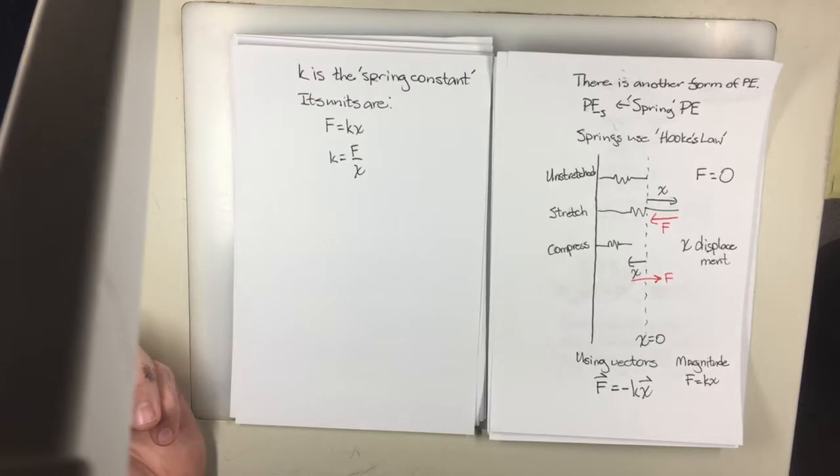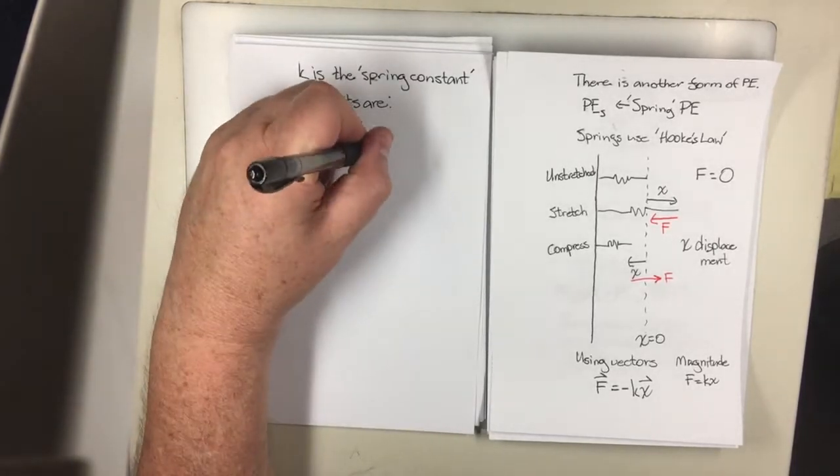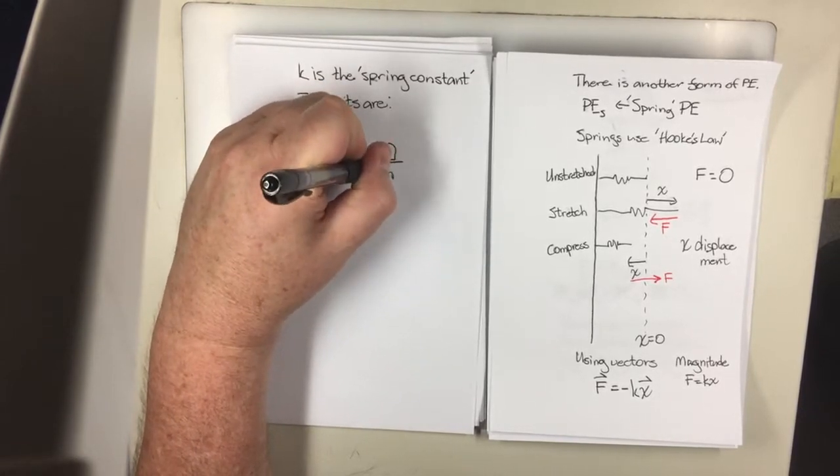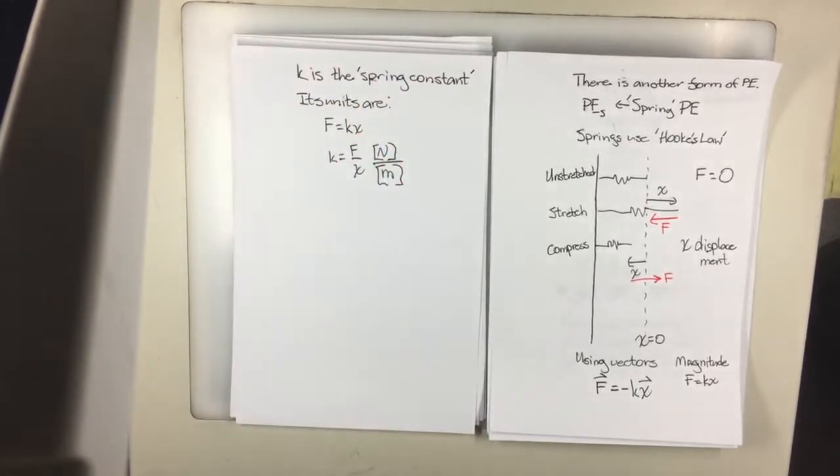So now that you have K as a value of F over x, what are the units of force? Well, that's a Newton. And what are the units of x? That's a meter. So the units of a spring constant can be easily determined. K is equal to newtons over meter, newtons per meter. That is the spring constant.